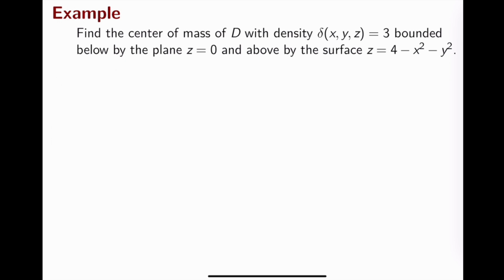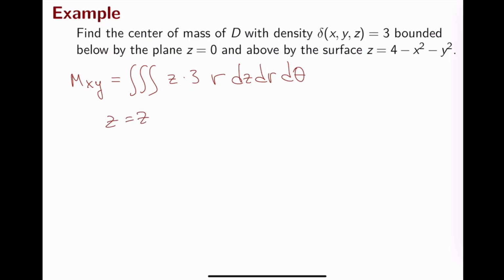Let's calculate just one of them first. So let's calculate mxy. So that will be the triple integral where we put inside z times the density, right? That in this case the density was 3. And we know already that for this domain we are going to use the cylindrical components, so we are going to introduce here the r dz dr dtheta. So we know that in the change of variables, z is equal to z, right, in the case of cylindrical components.